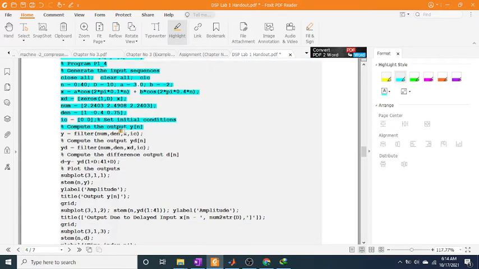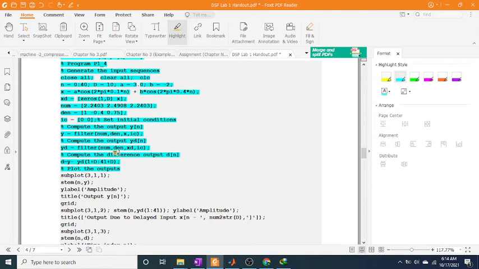Compute the output y[n]: y = filter(num,den,x,ic). Compute the output yd[n]: yd = filter(num,den,xd,ic). Compute the difference output d[n]: d = y - yd(1+D:41+D).